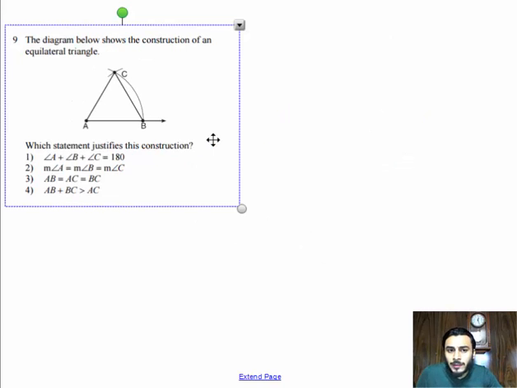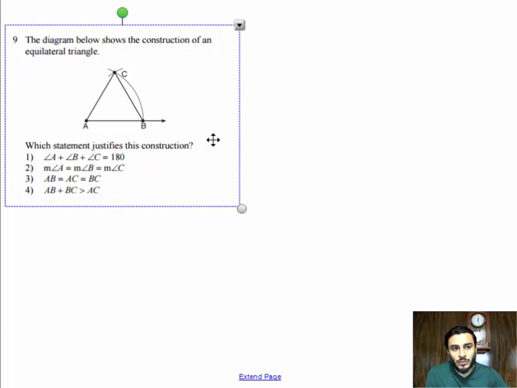Number 9 says, the diagram below shows the construction of an equilateral triangle. Which statement justifies this construction? So when you go through a construction like this, specifically this one, to make an equilateral triangle, what you are actually doing is you are constructing 3 equal sides. So usually you begin with one line segment. In this case, you begin with segment AB. And you'll swing an arc this way, and then you'll flip the compass around, swing an arc.